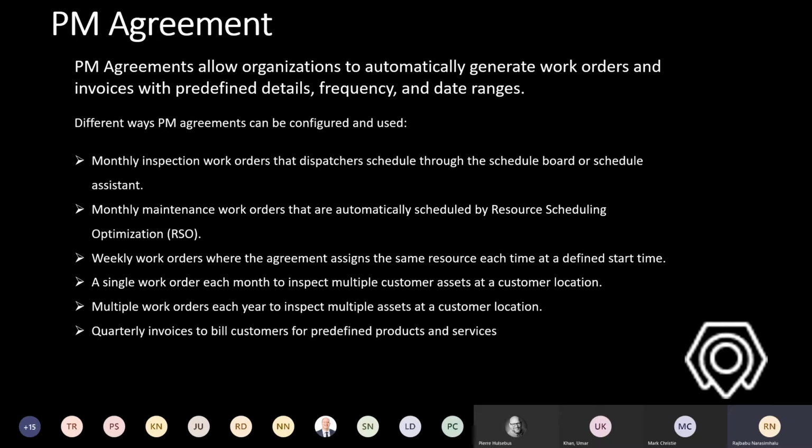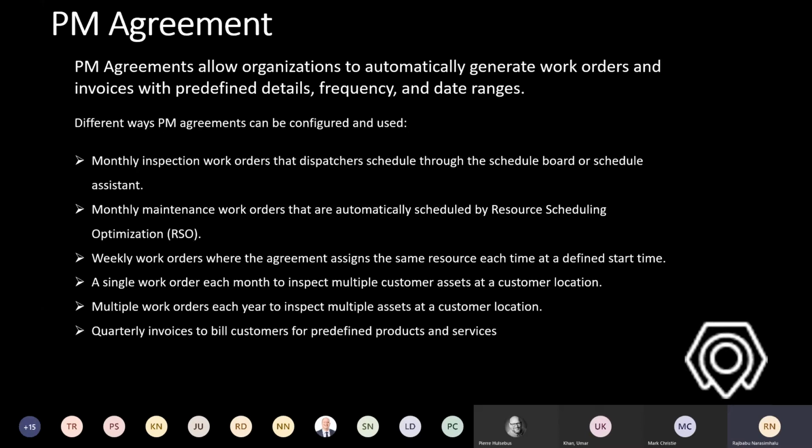Let's say you want to visit monthly, and you cannot be creating a work order every single month, right? So you set it up in one place with a start date and end date, and your frequency is monthly, and boom, it generates the work orders automatically and assigns those work orders to the technician who needs to go visit.